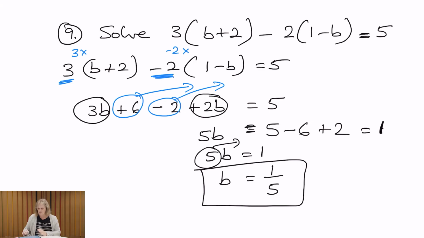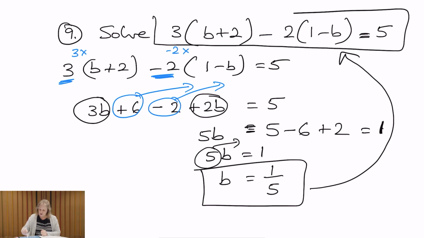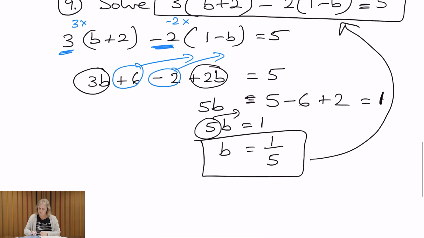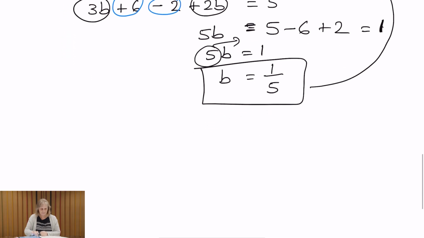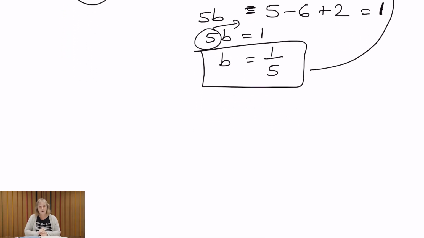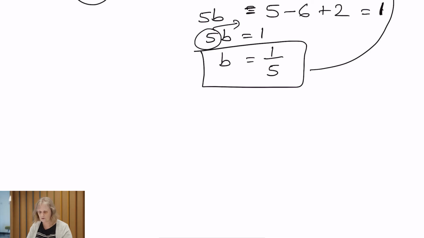Again, we don't want to write that as a decimal unless we were told to do so. We'll just leave it as a fraction. Now, ideally, we want to substitute it back into the question to make sure it balances. That's going to introduce some fractions, so that's going to require some work. I'm going to leave that for you to confirm. But we've got our value here, which happens to be correct. b is 1/5 in this case.